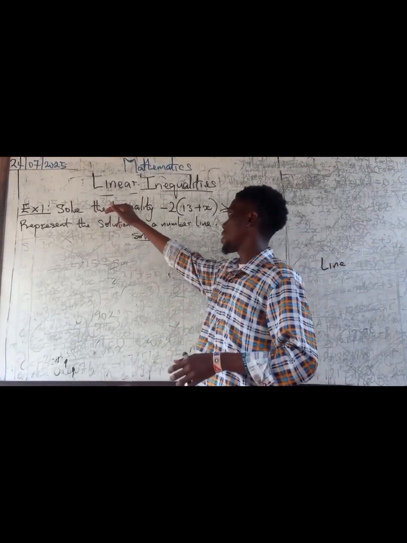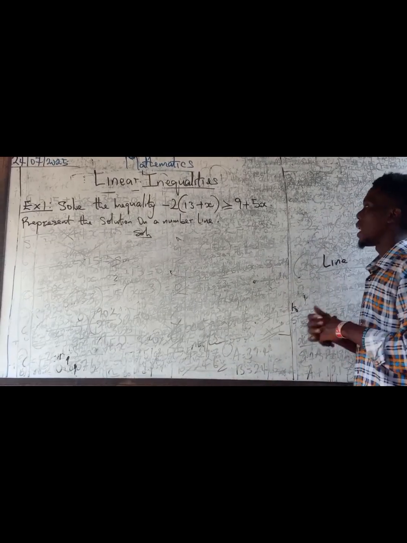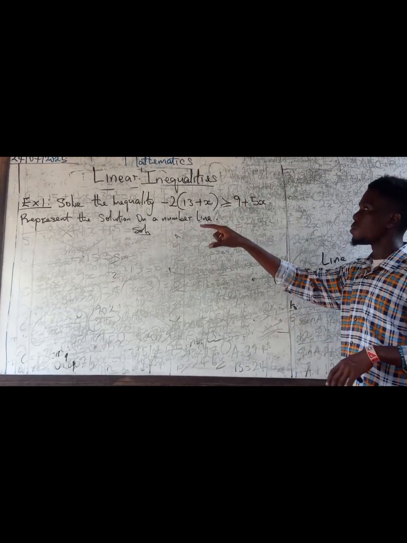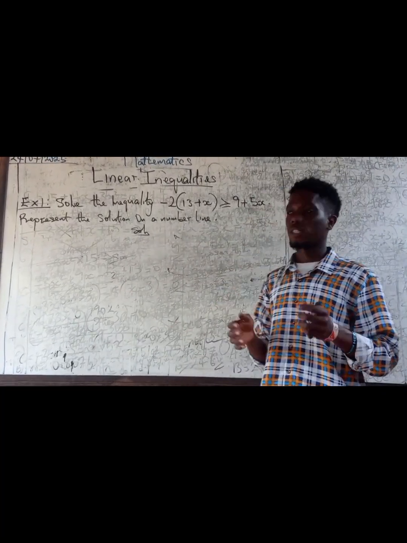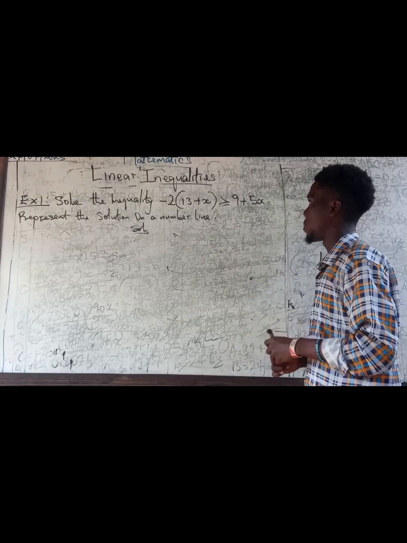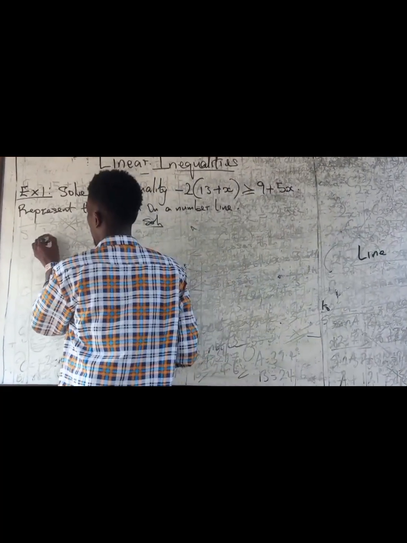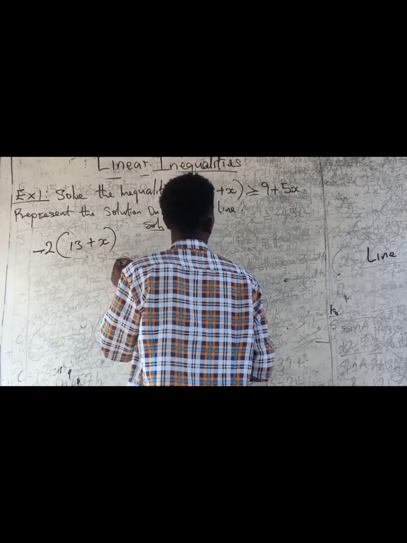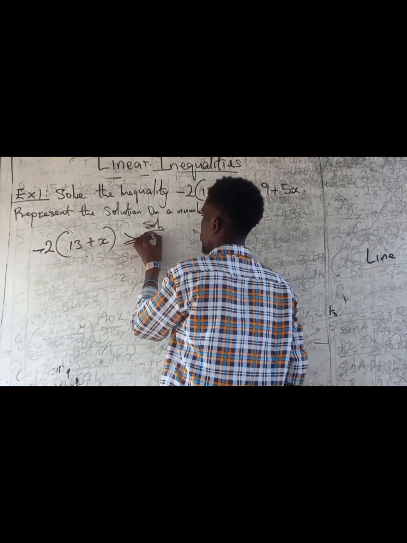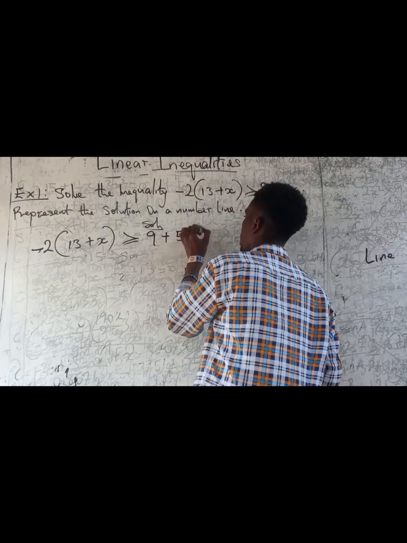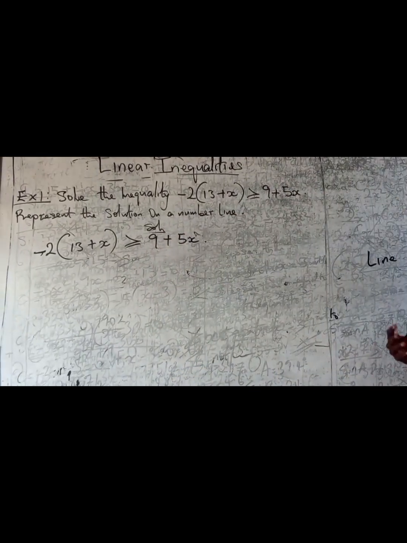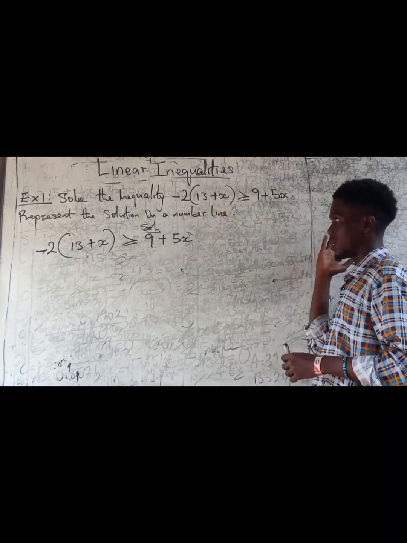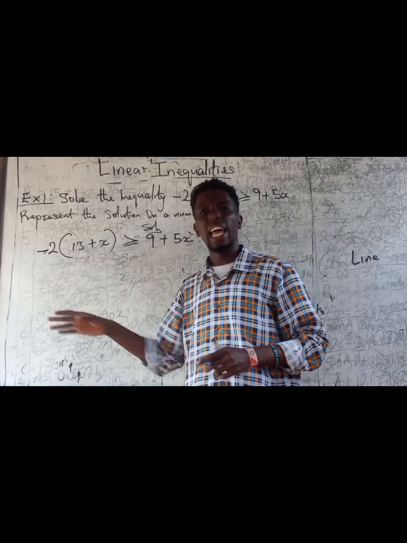First, we have to solve this inequality, which we are going to do now, and then later on, once we're done with that, we're going to represent the solution on a number line. So let's go straight into that. So we have minus 2 times 13 plus x is greater than 9 plus 5x. Now, this is a linear inequality, or you can say this is a linear expression.